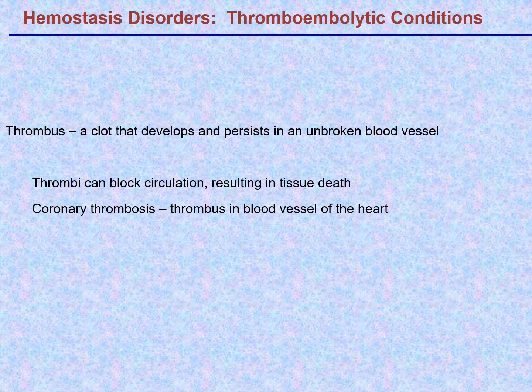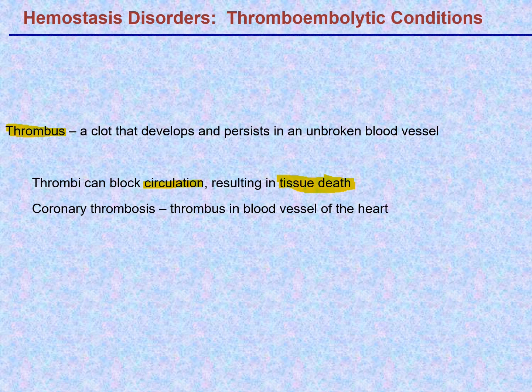Now, sometimes a clot will form in an unbroken blood vessel, and this is a problem. It will start to develop and it'll persist or stay in the unbroken blood vessel. This kind of clot in an unbroken blood vessel is called a thrombus. The thrombus can actually get large enough to block circulation, resulting in downstream death of tissue, because the tissue downstream from that blockage site can't get adequate circulation or perfusion, doesn't get enough oxygen, and can die.